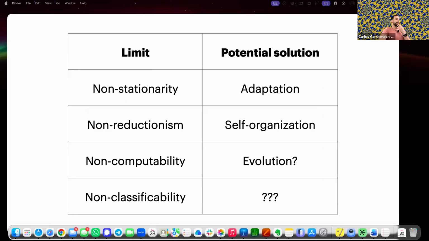And just to mention a few of the limits that we saw: when we have non-stationarity, we can use adaptation. When we have non-reductionism, we can use self-organization. If we have non-computability, evolution seems to have worked to explore these huge state spaces. And for non-classifiability, we have no idea. So sometimes it's not so much a solution, but more to find a coping mechanism. Like, okay, we have these limits. How do we cope with them, or how do we minimize the damage they might cause?